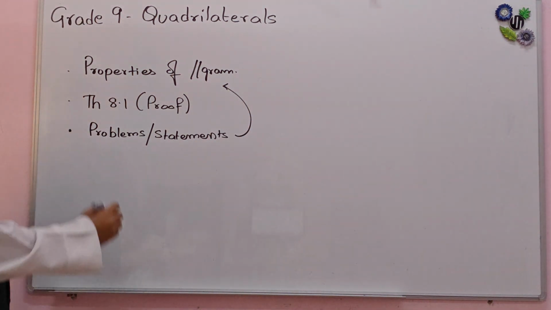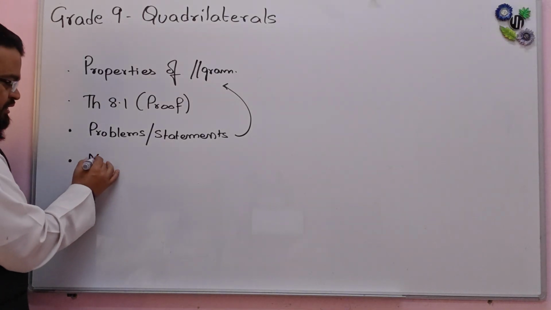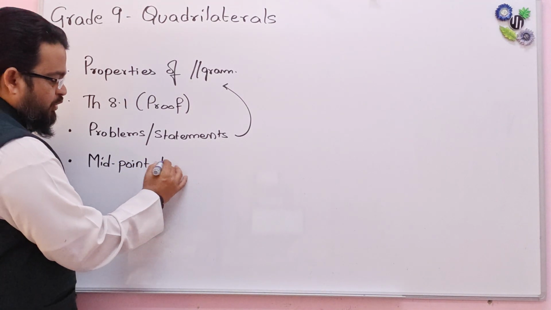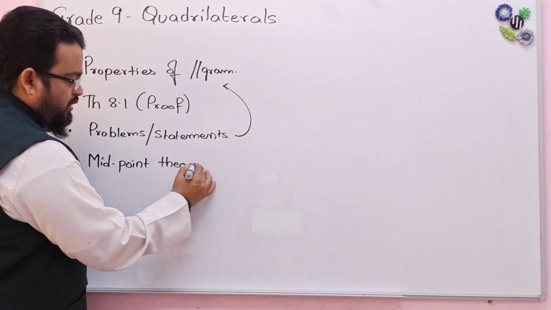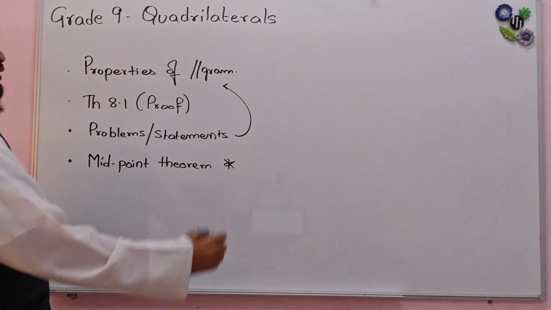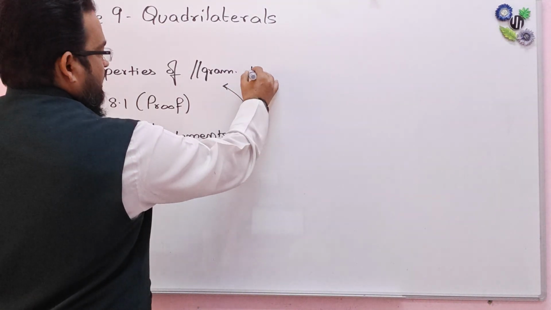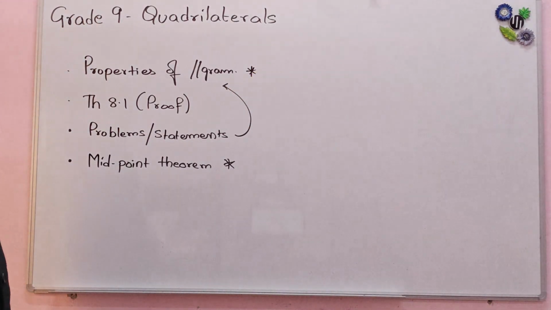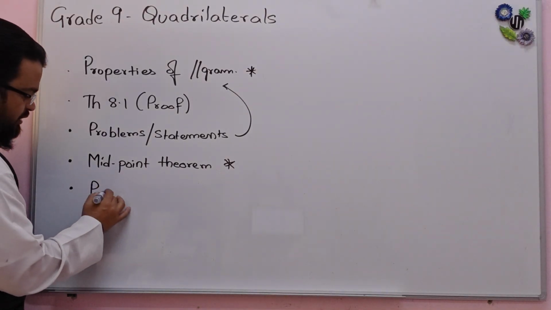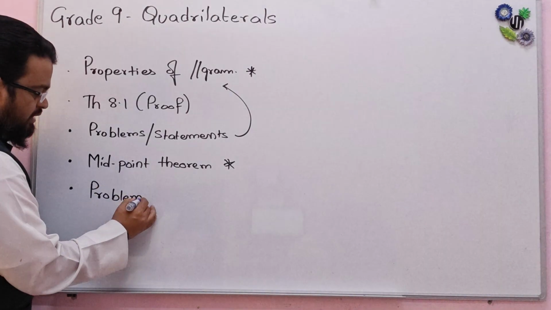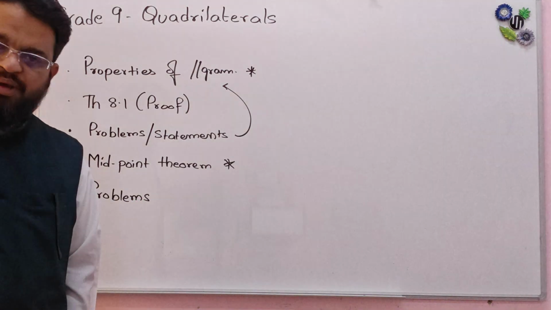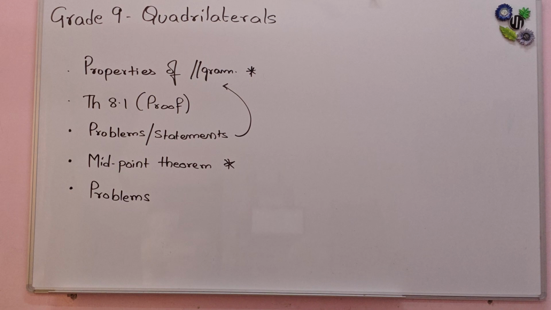Okay, and next we are going to see the midpoint theorem. This is the most important concept. These are the two important concepts mainly in grade 9 quadrilaterals. After the midpoint theorem we are going to solve some problems which are related to the midpoint theorem and also properties of parallelogram. Is it clear, my dear students?